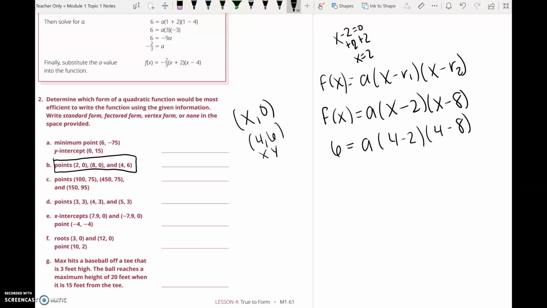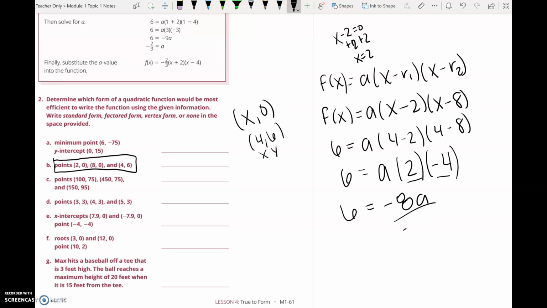Notice I have 2 places to put x in this form. So I'm going to do my parentheses first. So 4 minus 2 is 2. 4 minus 8 is negative 4. So that was my order of operations there. I don't have any exponents, so my next would be multiplication. So I'm going to want to multiply 2 times negative 4, which is negative 8. I'm going to stick it in front of A because that's normally how we see it written.